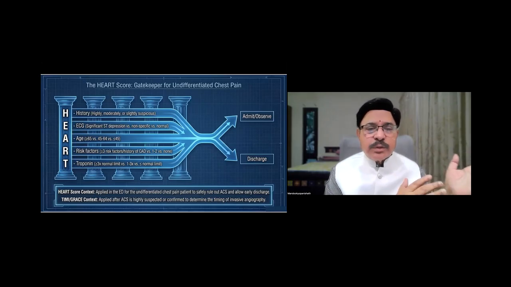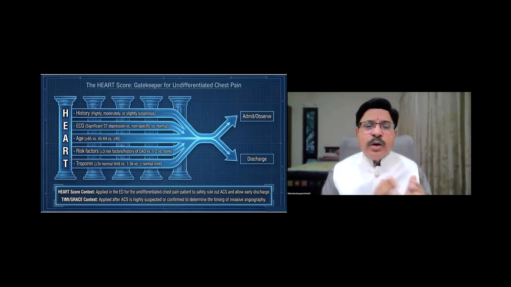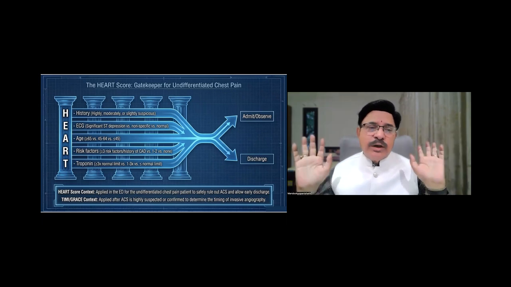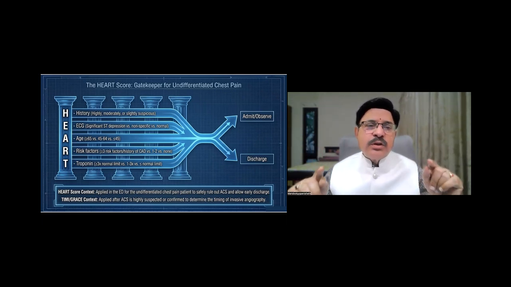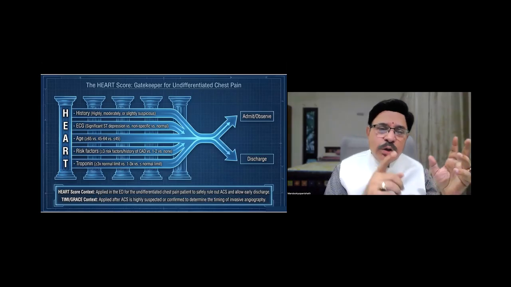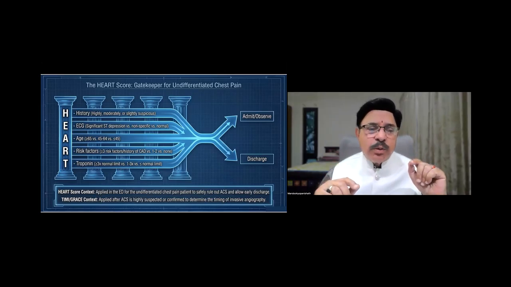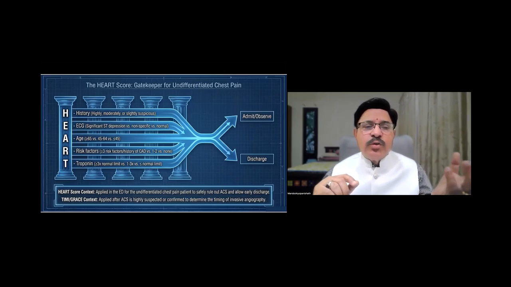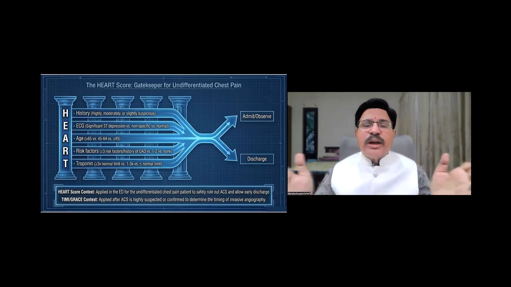Troponin more than 3 times the upper normal limit, 2 points; 1 to 3 times the upper normal limit, 1 point; less than or equal to the normal limit, 0 points. So H, history; E, ECG; A, age; R, risk factors; T, troponin. Each one has 0, 1, or 2. So maximum how many can there be? 5 variables, 2 is the upper score in each, 5 into 2, 10. What is the lowest score? 0 into 5, 0. So the score can be 0 to 10.